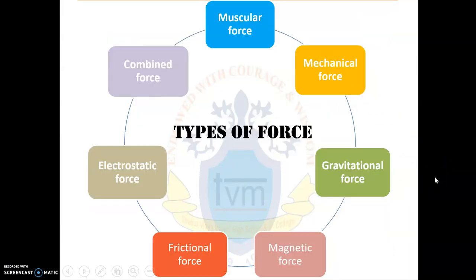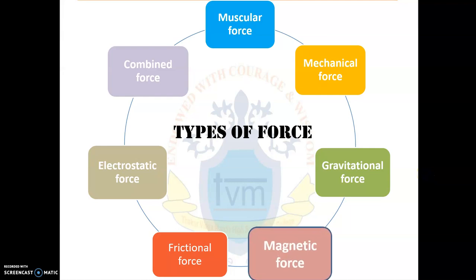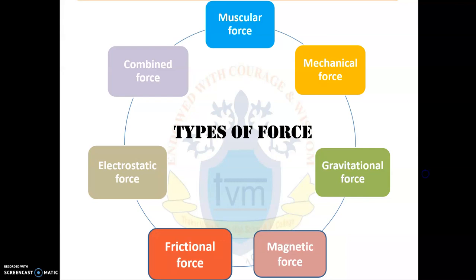So today we have seen muscular force, mechanical force and gravitational force. In the next session, I will start with the magnetic force and frictional force.